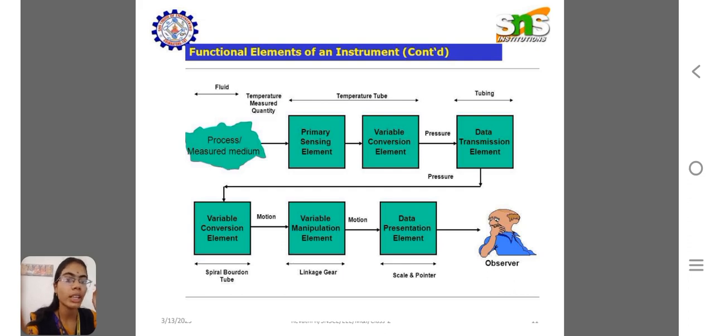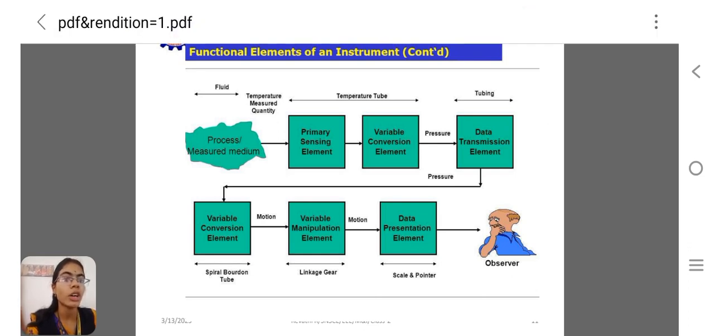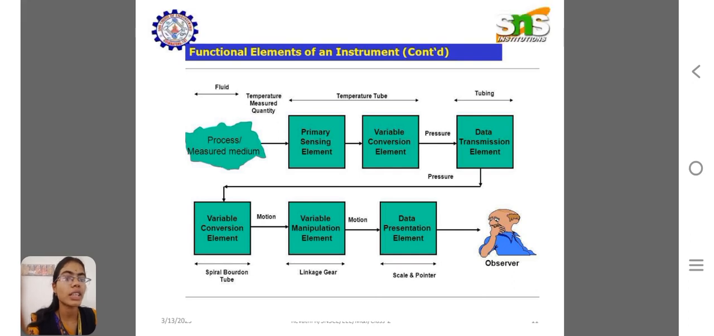Functional elements of an instrument. The block diagram explains the functional elements of an instrument, where the process measured medium is taken by a primary sensing element, and the measured quantity, temperature, is sensed by a temperature bulb, and tubing is taken as the data transmission element. The variable conversion element is a spiral Bourdon tube, the variable manipulation element is a leakage gear, and the data presenting element is a scale and pointer, where the receiver or observer can get the output of the required value under measurement.